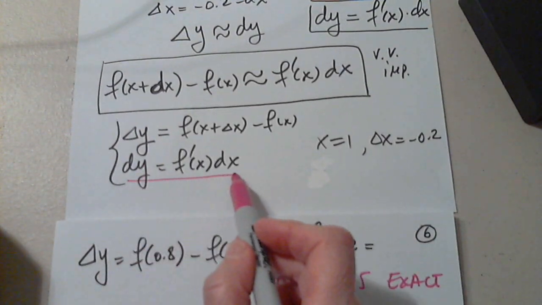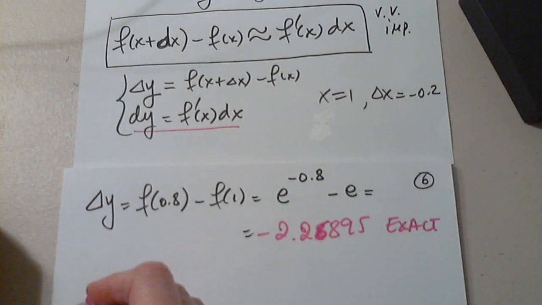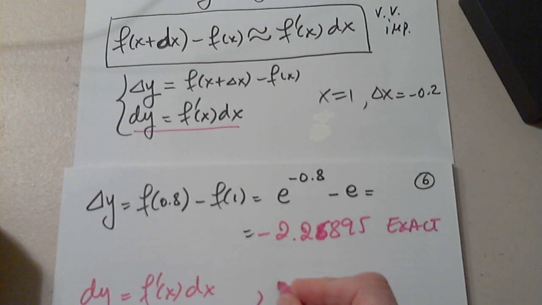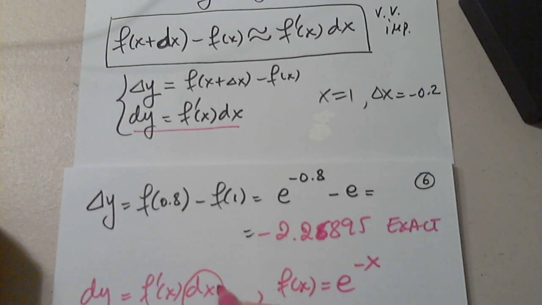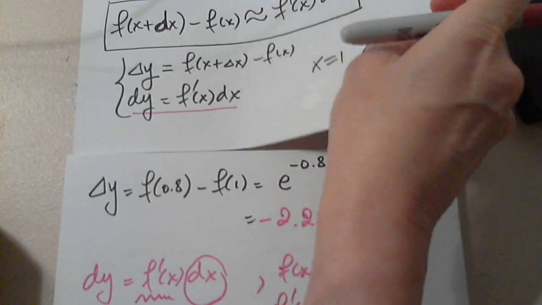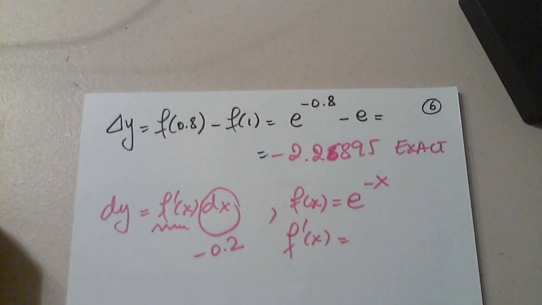Now we want to determine the approximate. So that will be dy equals f prime of x dx. And f of x is e to the negative x. I have to find the derivative, and I have to multiply it by negative 0.2 after I plug in 1. So can anyone give us f prime for e to the negative x? What is f prime for e to the negative x? Anyone, please.